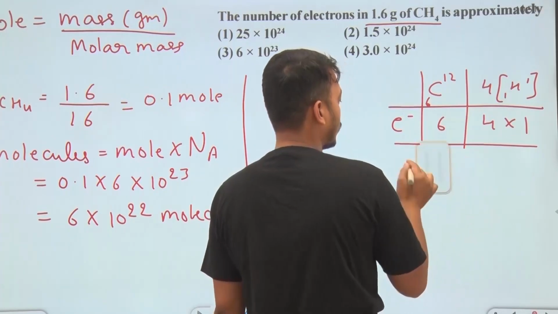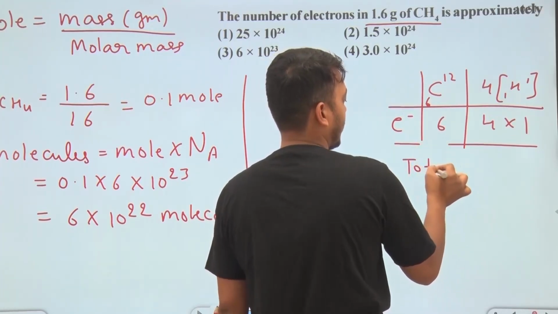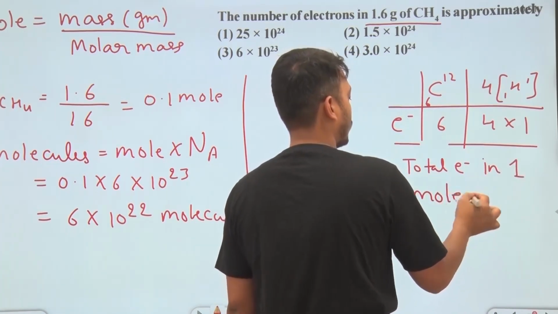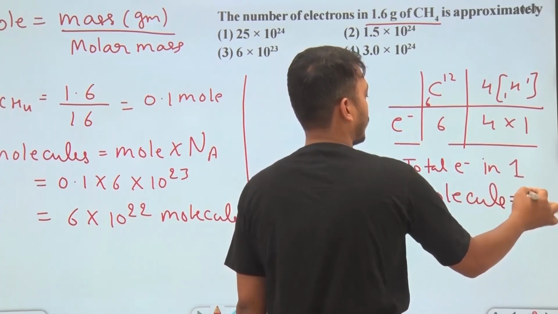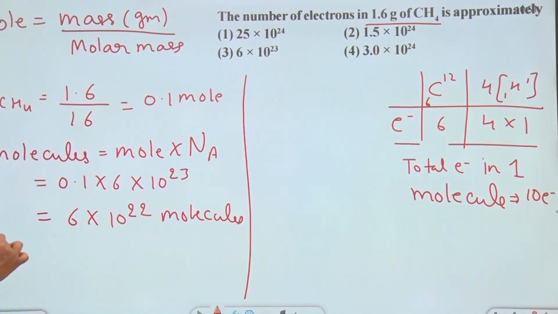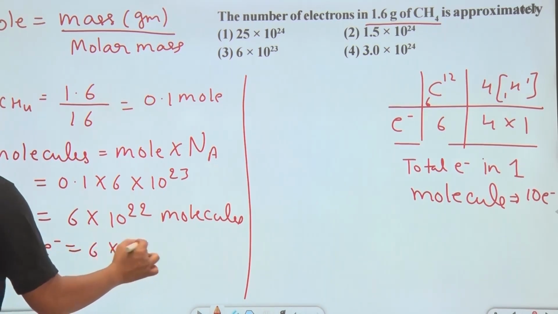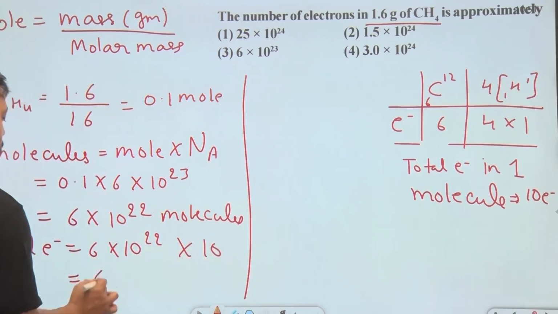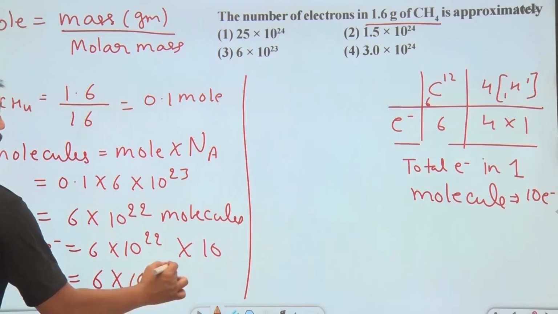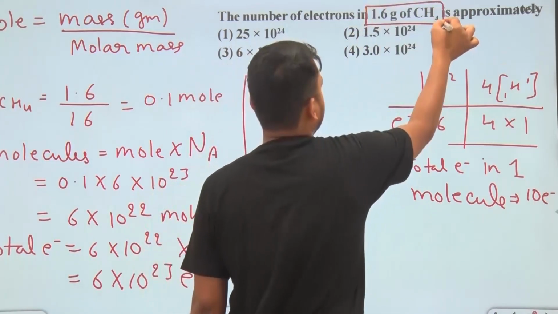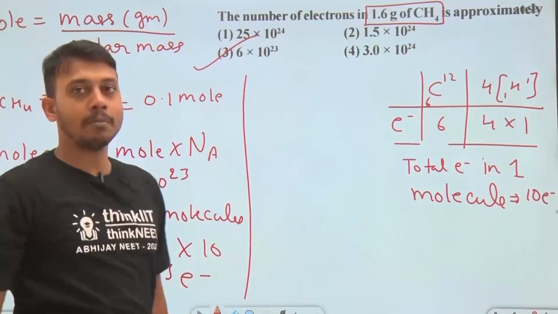Now the total number of electrons in one molecule is 10 electrons. Then the total electrons here are 6 into 10 raised to the power 22 into 10, that is equal to 6 into 10 raised to the power 23 electrons present in 1.6 gram of methane, which is given in option number 3.